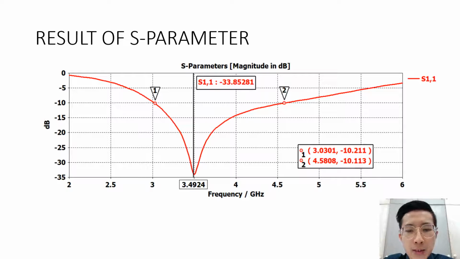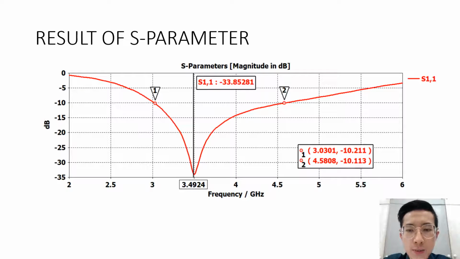S parameters describe the input-output relationship between ports. As you can see from the S parameter, it shows the frequency at 3.4924 GHz with around negative 33.85 dB. Then we apply negative 10 dB to determine the bandwidth.